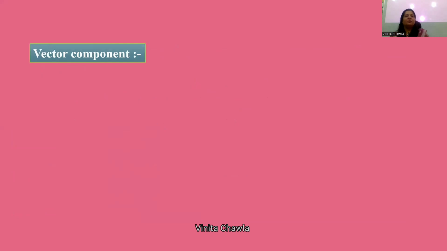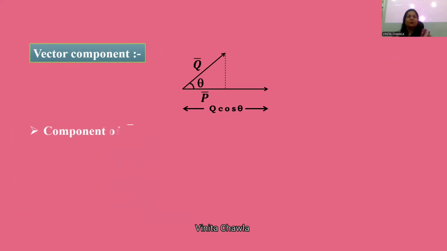Okay, next we have this vector component. So this we have discussed already, that q cos theta is the component of q along the direction of vector p. Okay, so component of q along p is q cos theta.